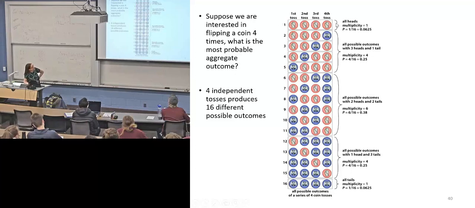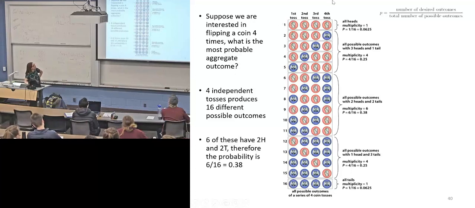But we have our all heads, okay, right? 6 of these have 2 heads and 2 tails, right? Heads, heads, tails, tails, heads, tails, heads, tails, tails, heads, heads, tails, right? So these are all the different ways that you can get 2 and 2, okay? And in all of these situations, I don't care what order they turn up in, ever, for us in this class. Okay? So there's 6 ways to get 2 and 2.